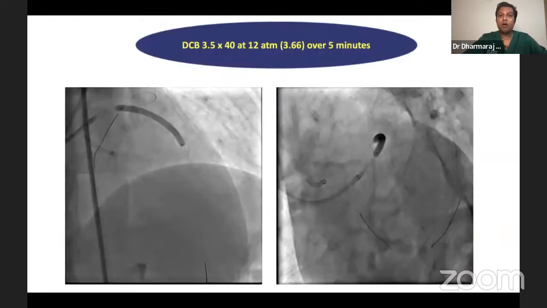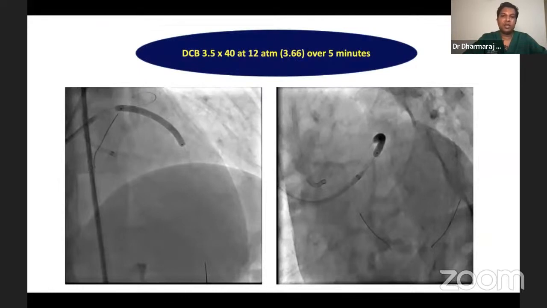We put a slightly longer 40 mm balloon, a 3.5 by 40 mm balloon, inflated it at 12 atmospheres over 5 minutes. Why 5 minutes? Because there was a dissection, as I showed you, in the mid LAD after the balloon preparation. So we wanted to tack it against the wall as much as possible.